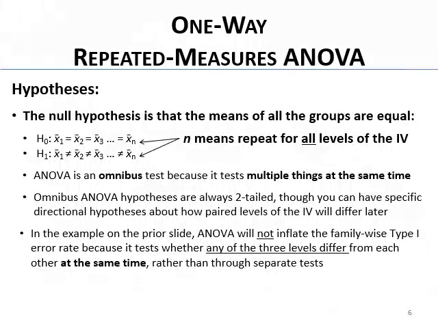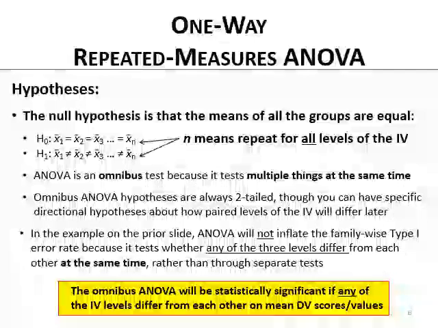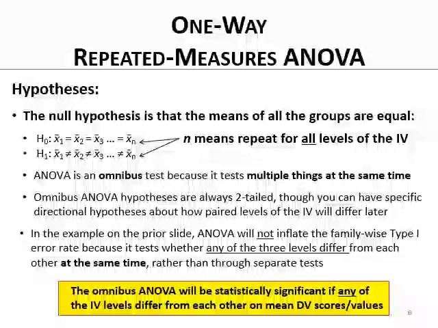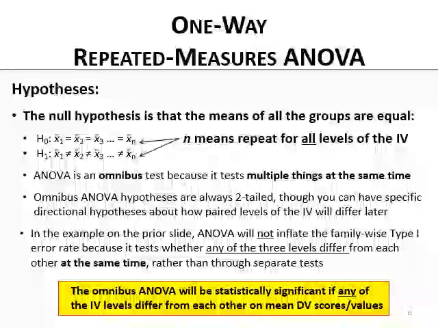And you're going to see we end up doing a bunch of paired t-tests, but we control for it in a different way, your alpha inflation. So the omnibus ANOVA will be significant if any group differs from any other group. And that's the benefit of doing ANOVA versus a bunch of separate t-tests.